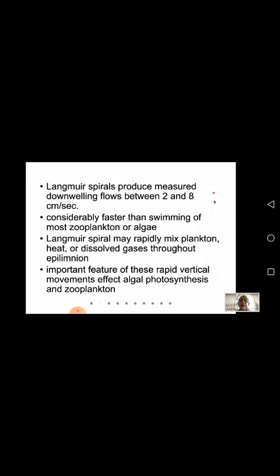Spirals produce major downwelling flows between 2 and 8 centimeters per second. That is actually the force of mixing which is created by Langmuir circulation, that is 2 to 8 centimeters per second. That is the force of mixing, and it is considerably faster than the swimming of most plankton or algae.